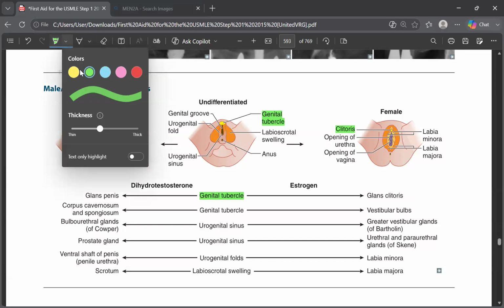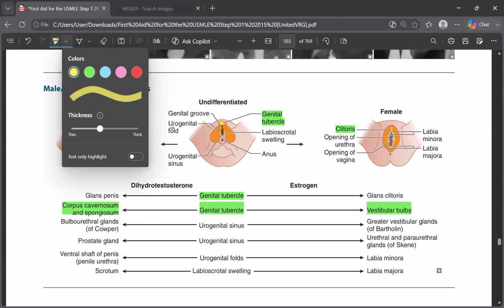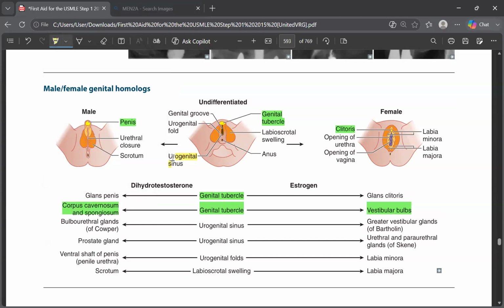Changing the colors, the genital tubercle is also forming the vestibular bulbs and the corpus cavernosum and spongiosum. These are part of male and female anatomy. And then we have the urogenital sinus. Let's change colors for that. The urogenital sinus right here.